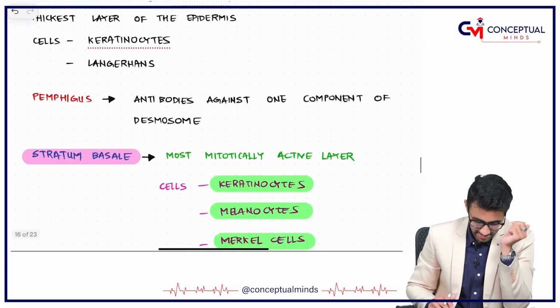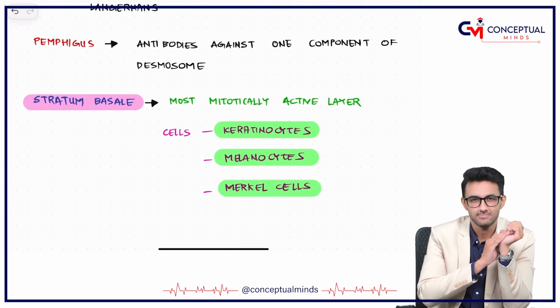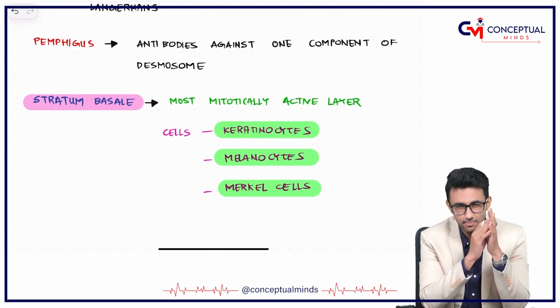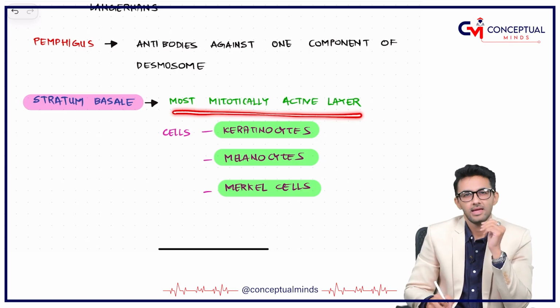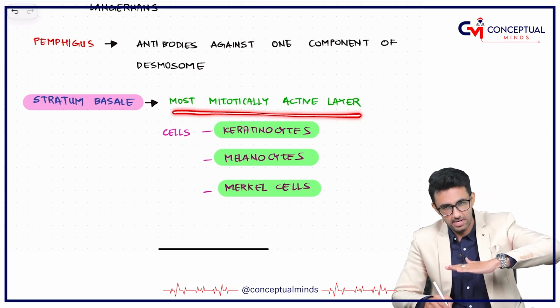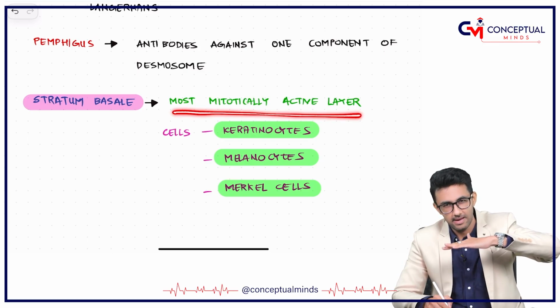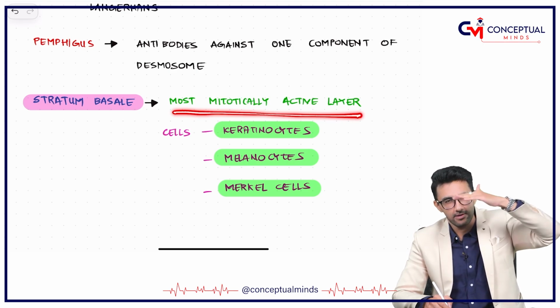Okay, and now comes the very bottom one, the stratum basale. So this is the most active layer, the most mitochondrially active layer. It's very obvious that the stratum basale is the one producing the cells, and by the time there is cell differentiation, because of the epidermal turnover rate, they keep on going to the top, and they finally shed off.